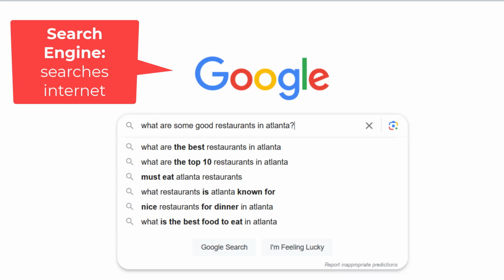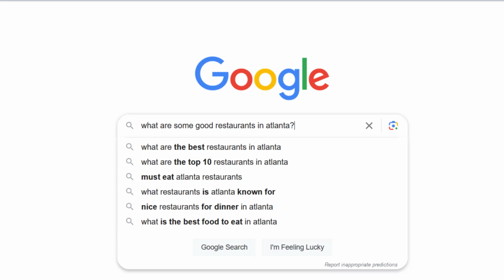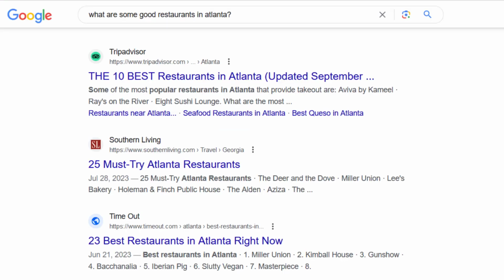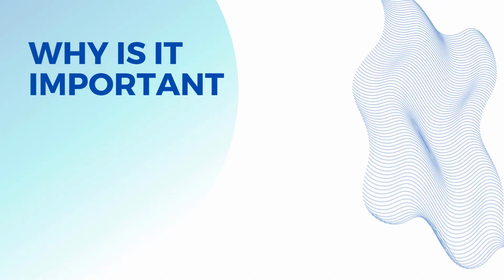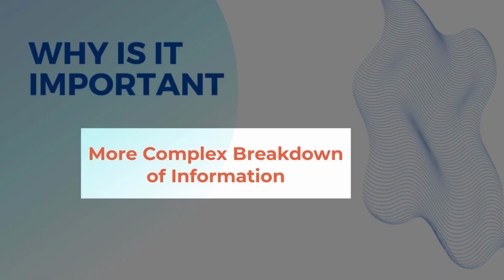A search engine that most of us are aware of is Google search. So, we may say, what are some good restaurants in Atlanta? Well, artificial intelligence goes a step farther and it gives us a more complex breakdown of these things.